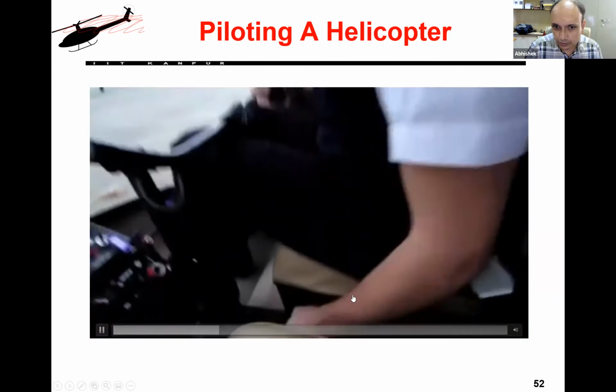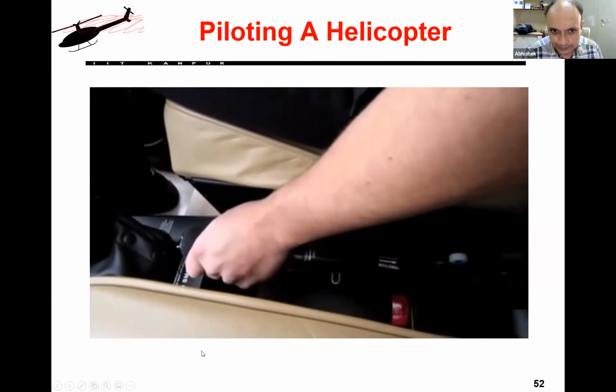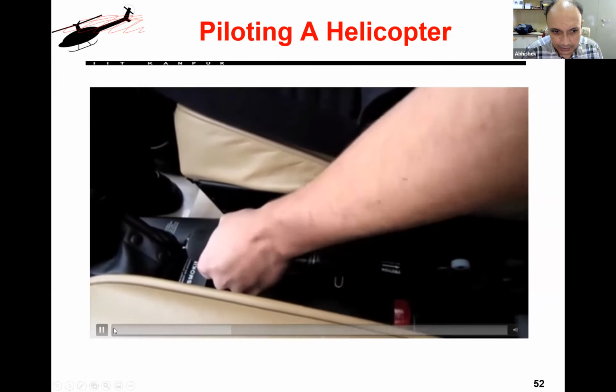So here, you will put the collective stick. Down here, where you might find the handbrake on a car, you've got the collective control stick. It's got a twist grip throttle on the end, much like a motorcycle throttle.